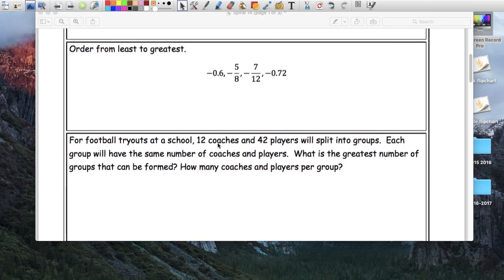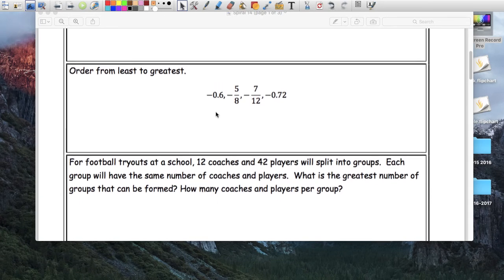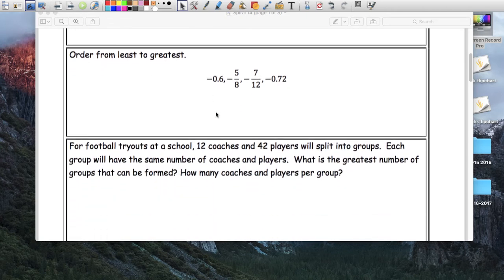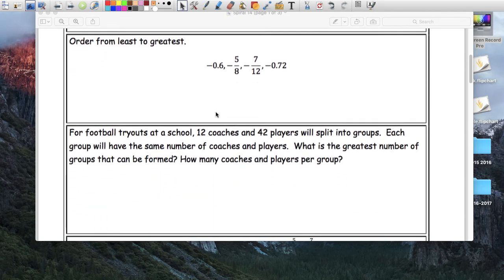Order from least to greatest. See, these 3 questions I'm going to ask you, you're going to recognize it because we did it already and I forgot to erase it. But I'll do it again. What I did the last time, I changed everything to decimals, which I think is the easier way for me. So negative 5 over 8, 5 divided by 8 is 0.625. So I'm going to write this as a decimal, which is negative 0.625.